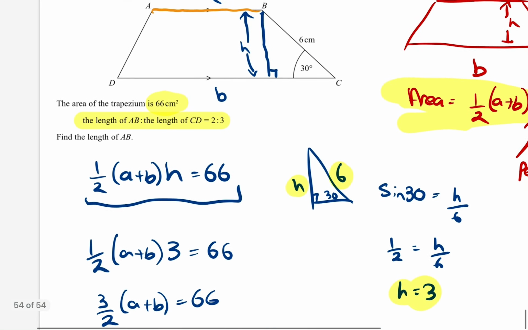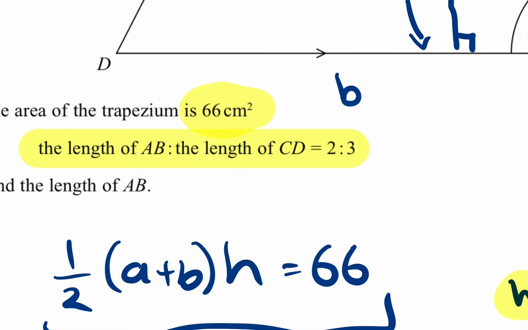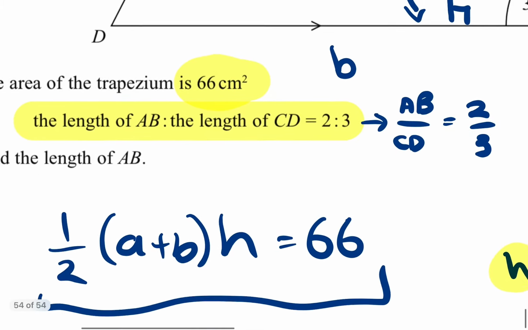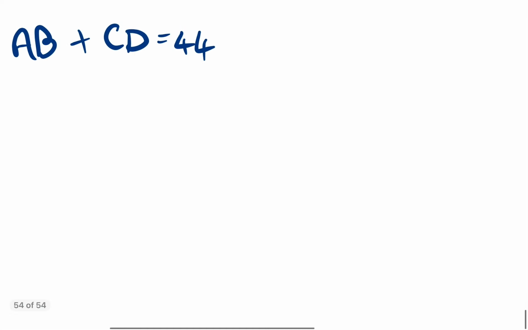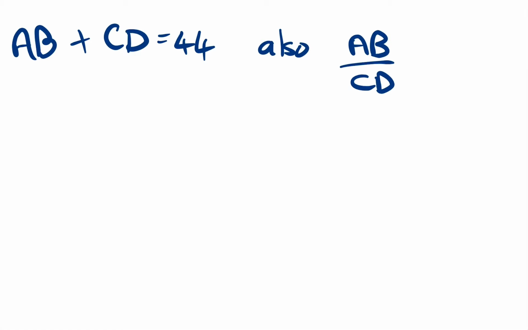Let's go back to this ratio. The length of AB to the length of CD is 2 to 3. This allows us to set up an equation, and I have made a video on these types of ratio questions before. This tells us that if we take the length AB and divide by CD, we get 2 over 3. So I'm going to take that and move it down to here. So we also have that AB over CD is 2 over 3.